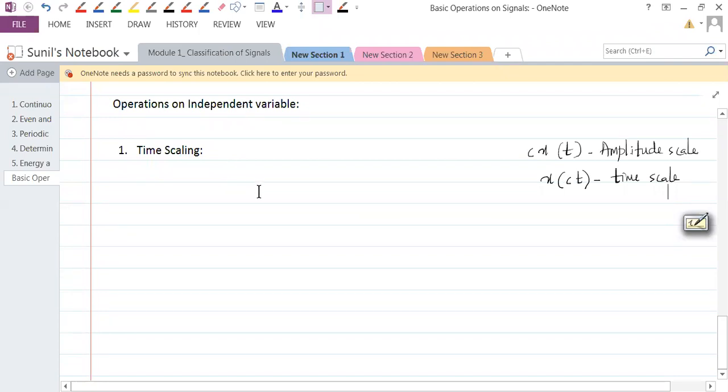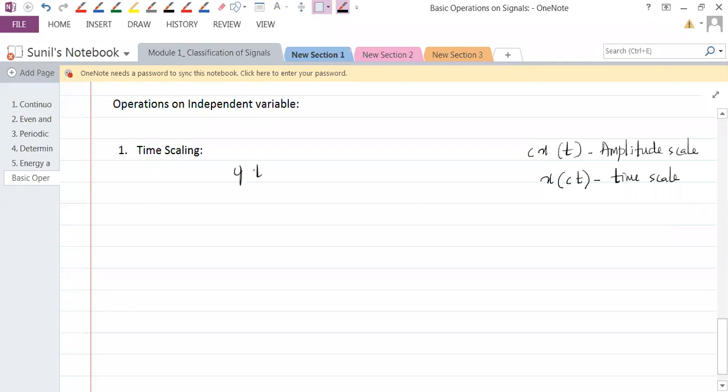Understand it? Okay. So how that can be given, see here? It can be given as y(t), which is going to be a time scaled signal x(at), as far as continuous time is concerned. In discrete time, it is going to be a different way of scaling a discrete time signal. So let's first see what happens in continuous time.